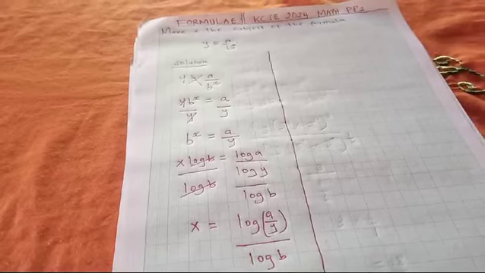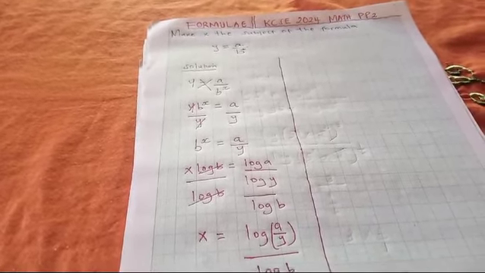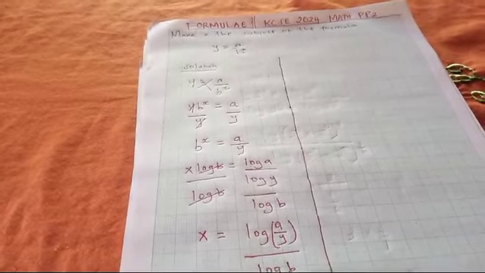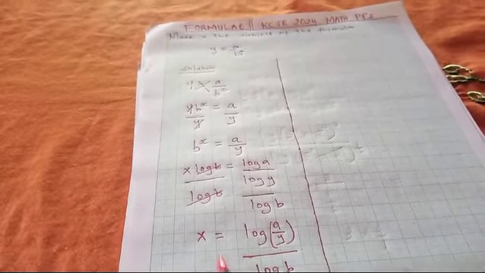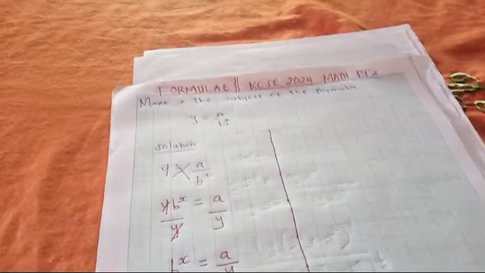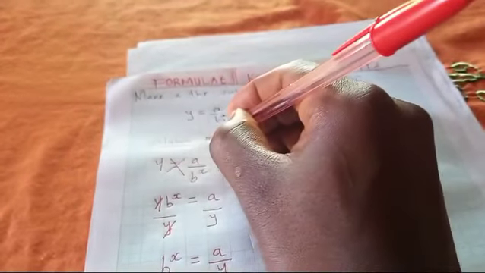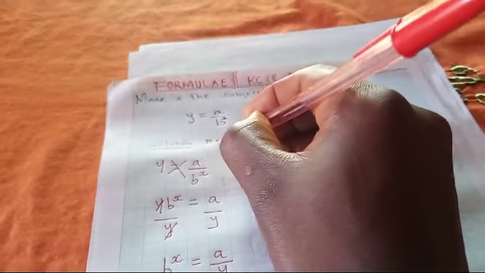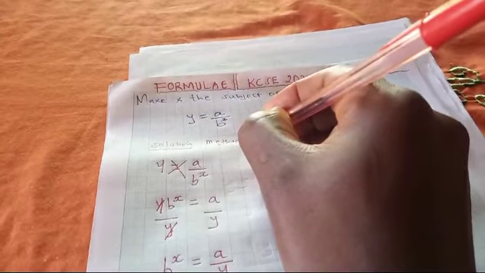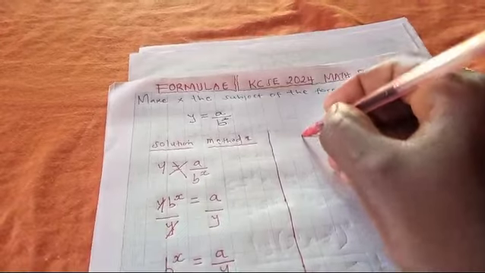So this is the first way of dealing with this question. So we've made x the subject of the formula. The second way that we are going to use is similar to this one. This is method 1. Let us move to method 2.